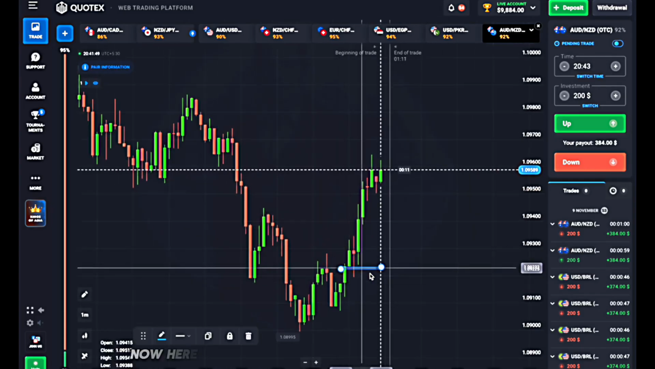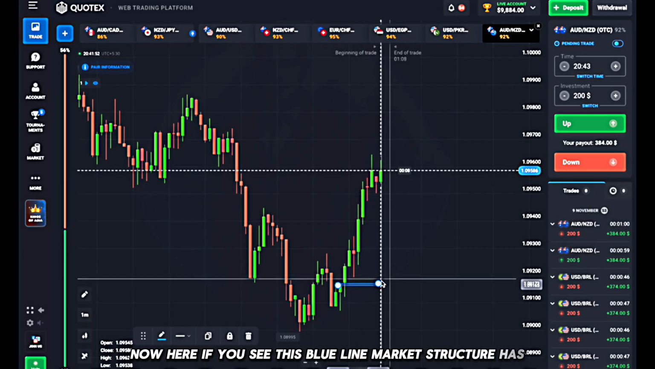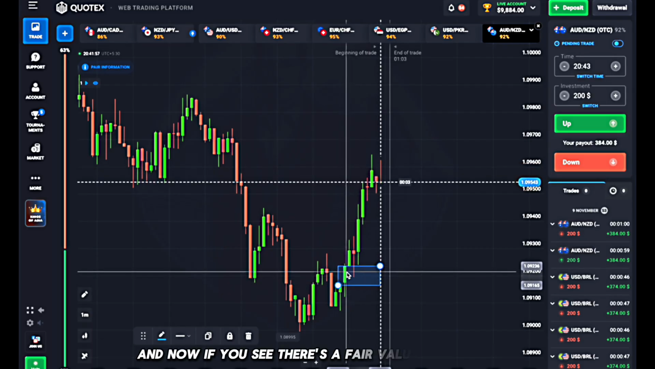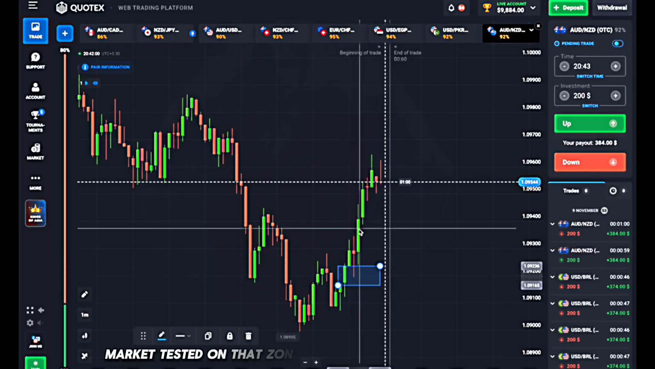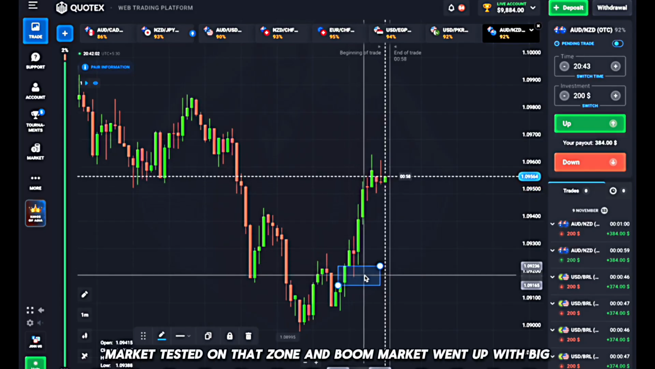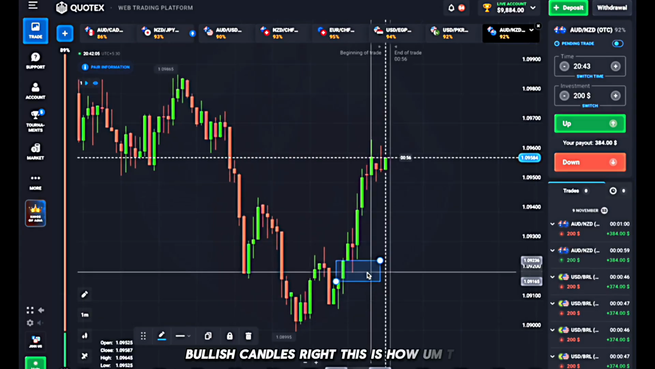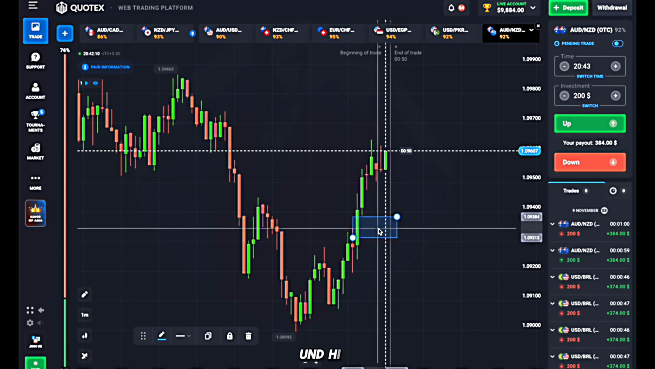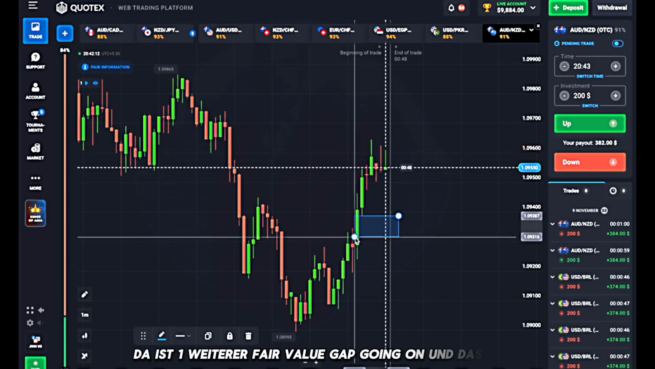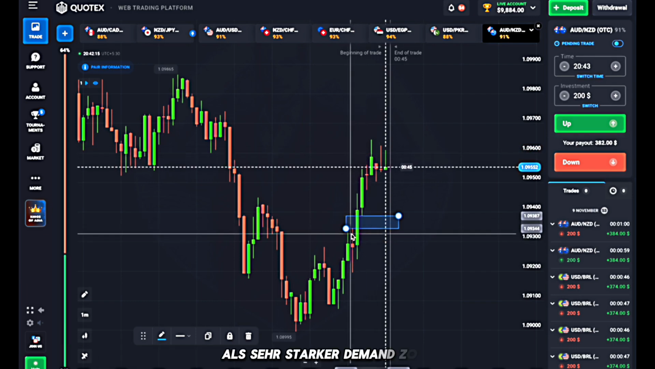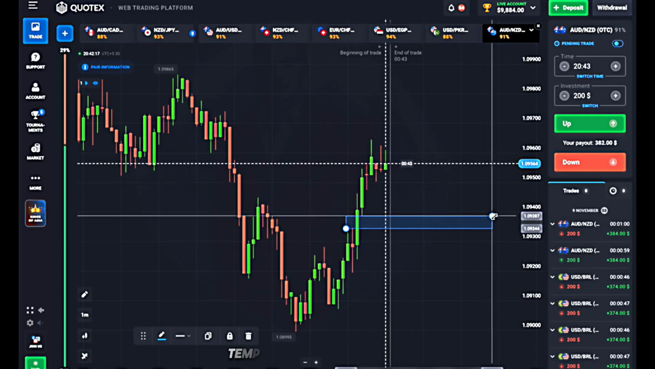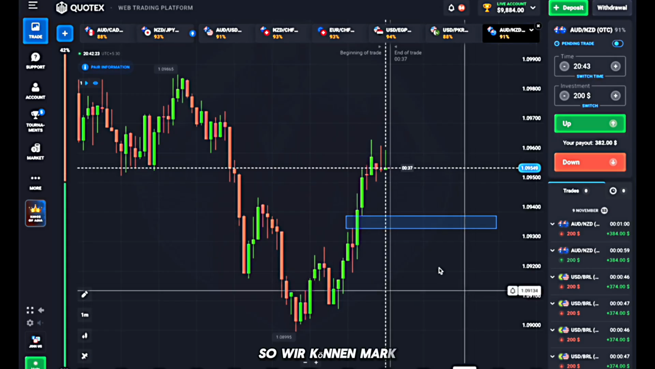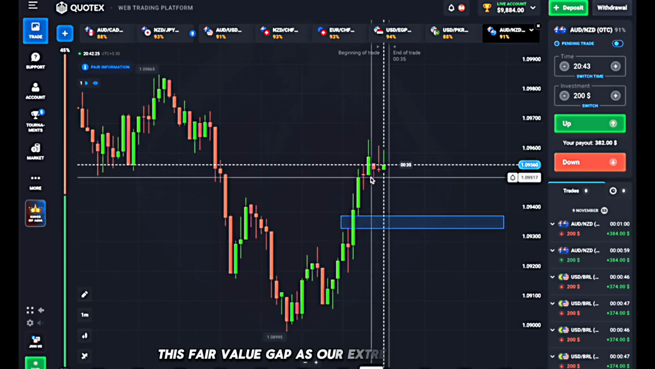Now the supply zone is already used, the market has reversed, we are not using it anymore. Okay, now here if you see this blue line, market structure has shifted from bearish to bullish temporarily. And now if you see there's a fair value gap, the market tested that zone and boom, the market went up with big bullish candles. Right, this is how the demand zone works. So what we can do here, there is another fair value gap, and this can work as a very strong demand zone because the market temporarily has shifted its structure from bearish to bullish. So we can mark this fair value gap as our extreme demand zone.